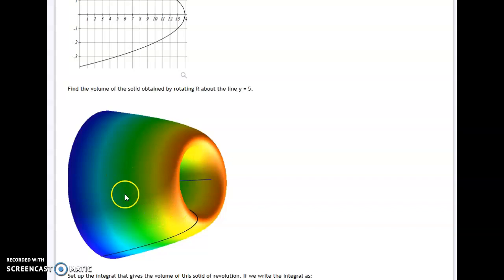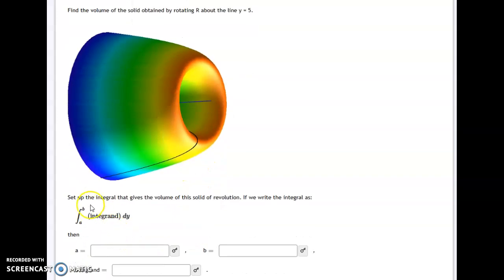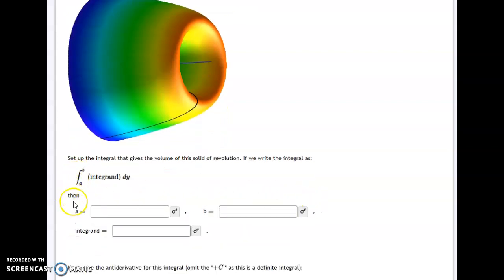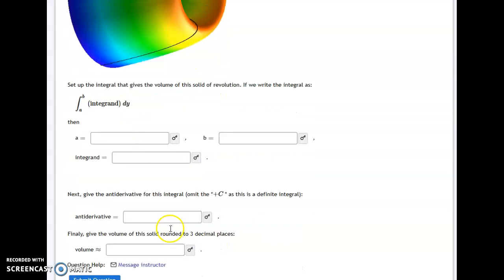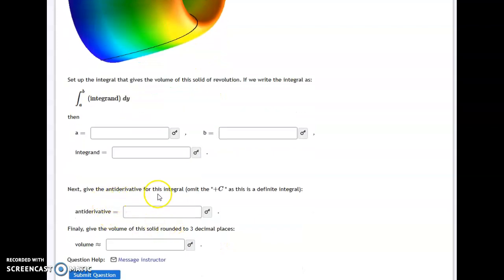So we have a figure drawn here, the solid when you rotate it around. And it says set up the integral that gives the volume of the solid of revolution. If we write the integral as this, then we want to know what a is equal to, b is equal to, so our bounds here, and then our integrand. So we're going to put those in place there. And then we will give the antiderivative for the integral. We don't have to put the plus c in there because this is the definite integral. And then we'll give the volume.